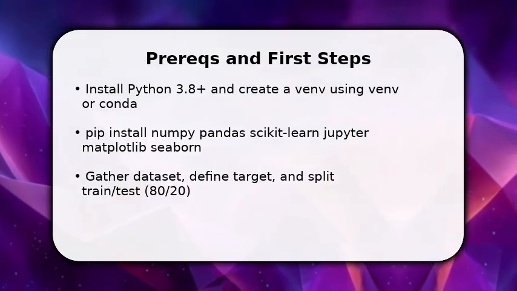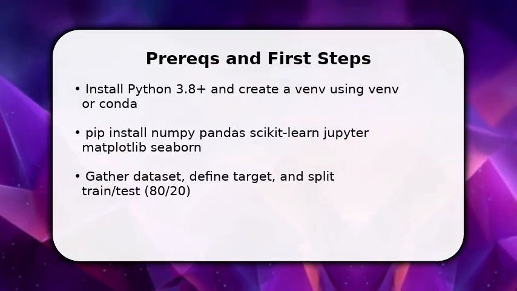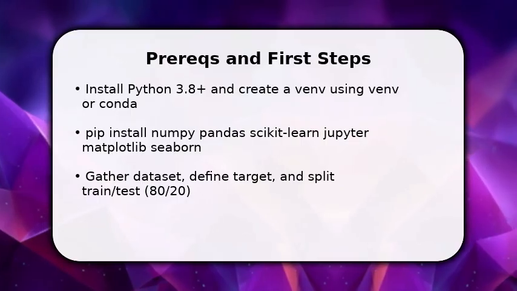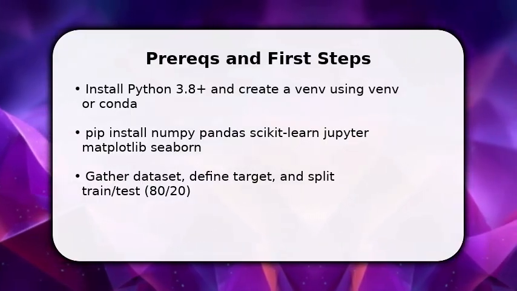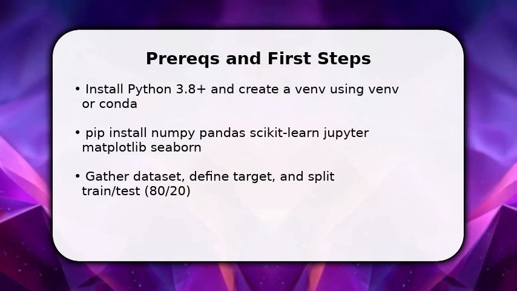Once done, convert types, handle missing values with simple imputation, and split into train and test using an 80/20 split. These immediate actions get you into modeling quickly, so you can iterate without wasting time on heavy setup.